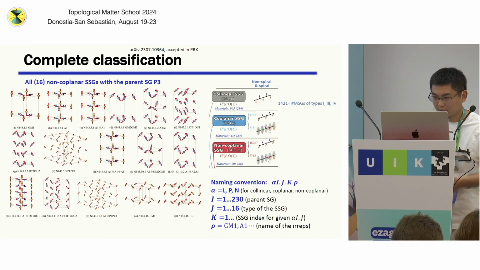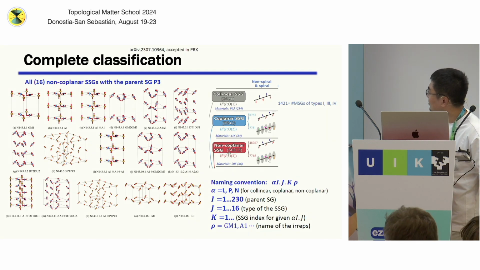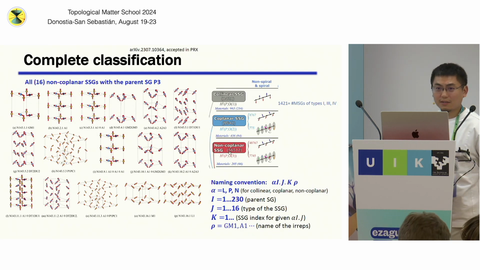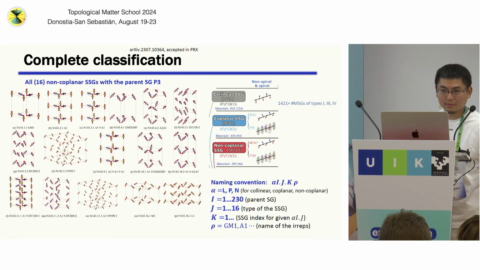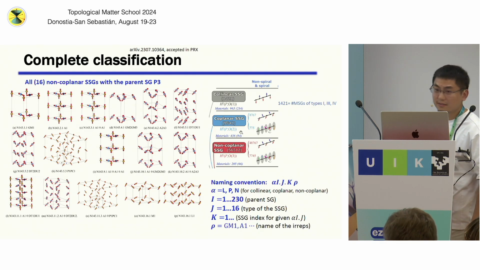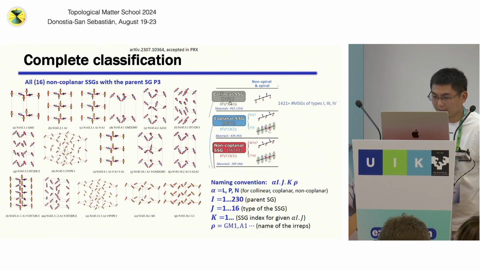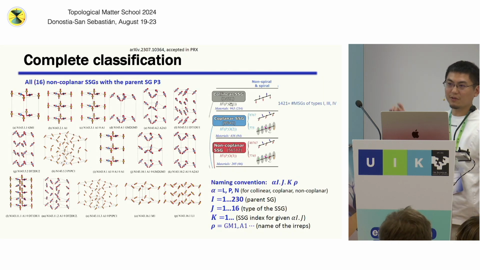Let me show you the result. Okay, so there are many of them. For example, for the non-coplanar case, we have more than 50,000 inequivalent spin space groups. And for the coplanar case, we have almost 10,000. And for the collinear case, we have 1,421.